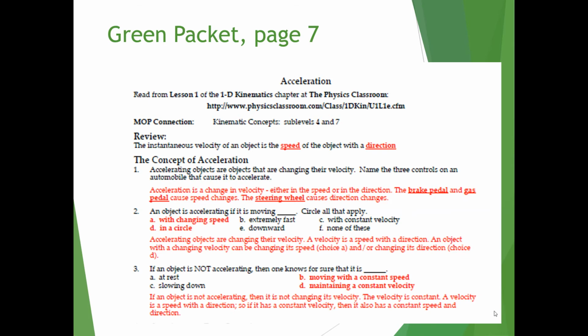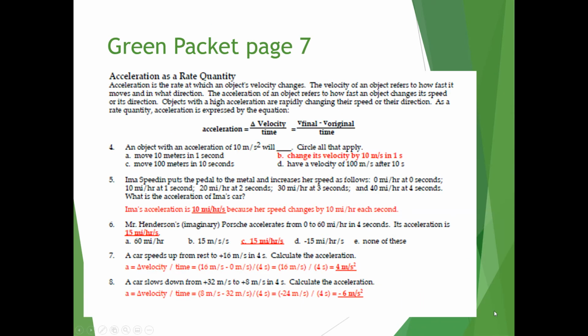The bottom of the page. Acceleration as a rate quantity. So this is where you're going to be applying the equation and understanding it. So number 4, an object with an acceleration of 10 meters per second squared will be changing its velocity by 10 meters per second every 1 second.